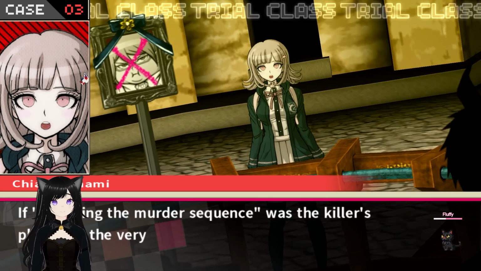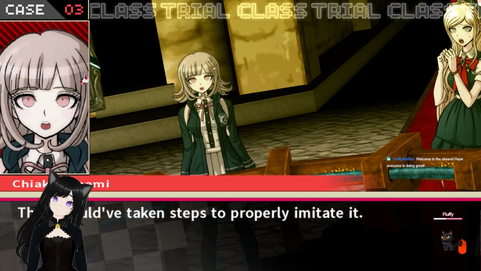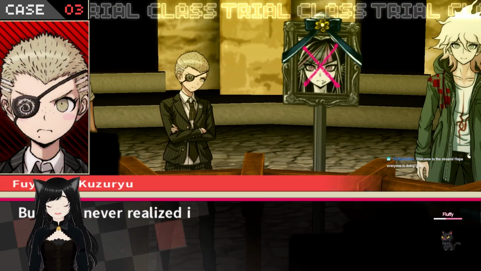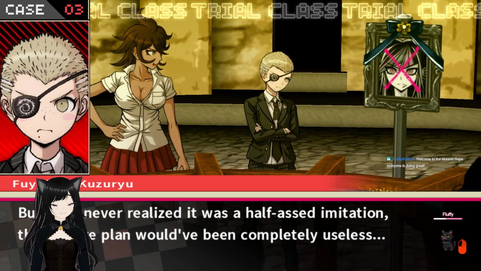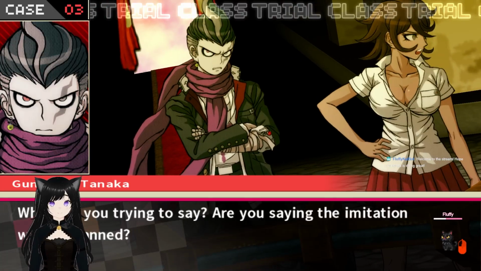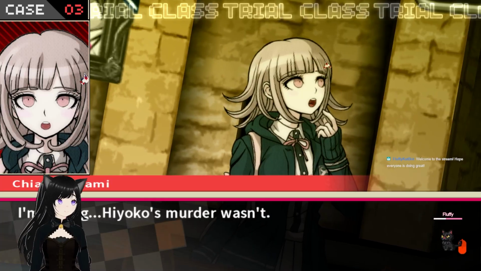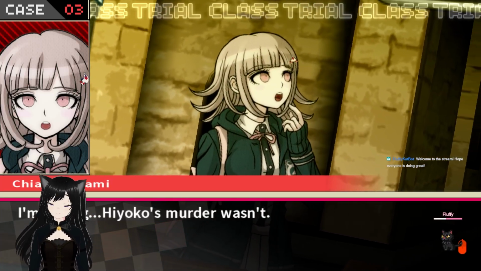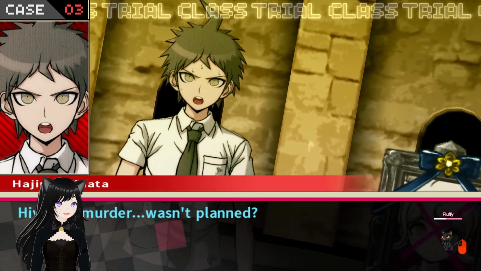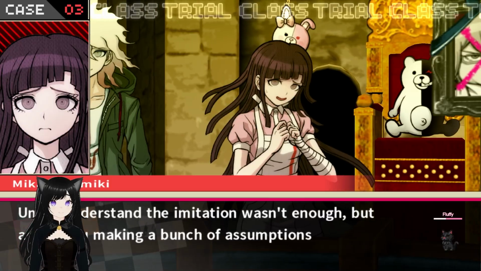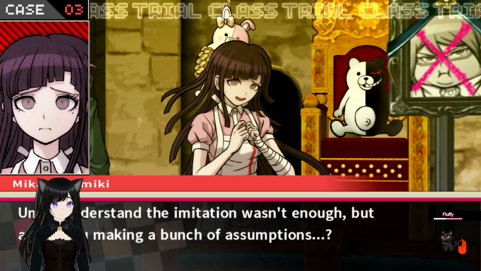Right? If falsifying the murder sequence was the killer's plan from the very beginning, they should have taken steps to properly imitate it. Right, that's what I'm thinking. But if we never realized it was a half-assed imitation, their entire plan would have been completely useless. Yeah. What are you trying to say? Are you saying the imitation wasn't planned? I think it's interesting that he's getting offended about that. I'm saying Hyoko's murder wasn't. Oh, she was unexpected. What? Oh, that's because Sonya sent her there. Hyoko's murder wasn't planned. I understand that imitation wasn't enough, but aren't you making a bunch of assumptions?